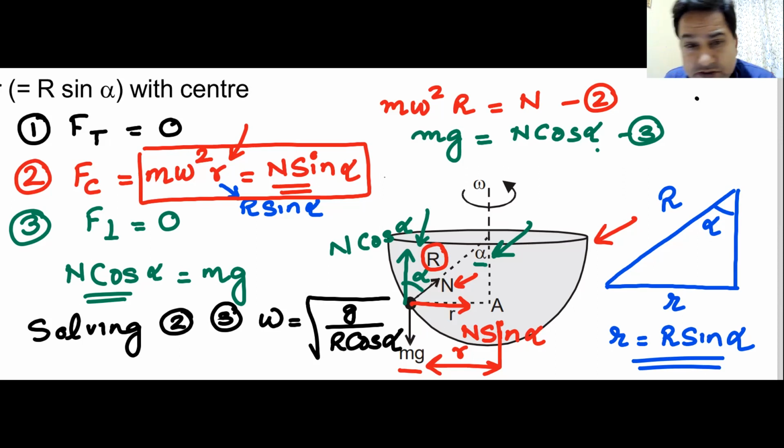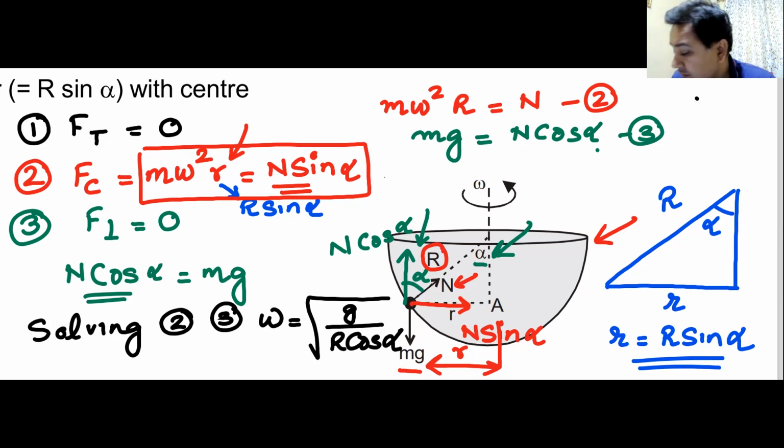Sir, I have a small doubt, sir. Yes, bacha? Can you re-explain what is R? Capital R is the radius of the bowl that was given to you. Small r is the radius of the circle this ball is making. Okay, sir. Clear, sir.